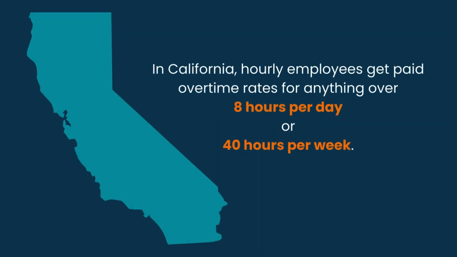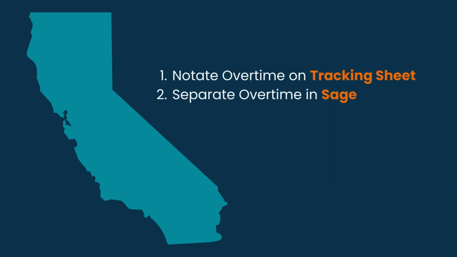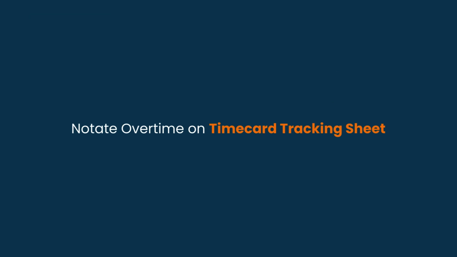In California, hourly employees get paid overtime rates for anything over 8 hours per day or 40 hours per week. When this happens, we do two things. We notate it on our time card tracking sheet, and then we separate the extra hours in our accounting software, Sage. Let's look at how to add it to the time card tracking sheet first.